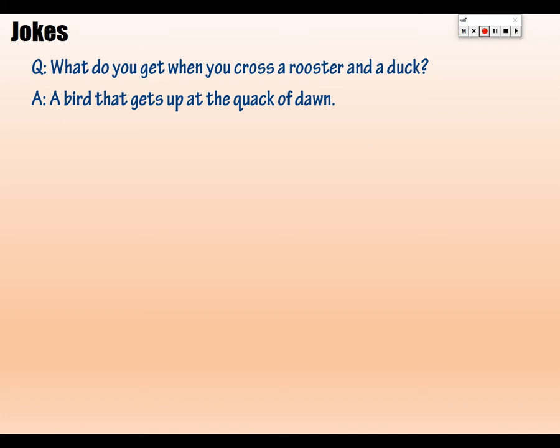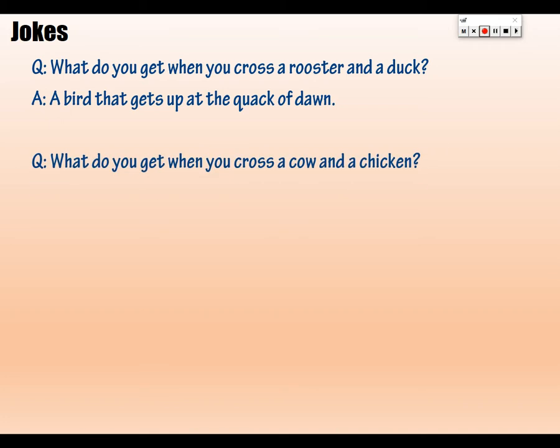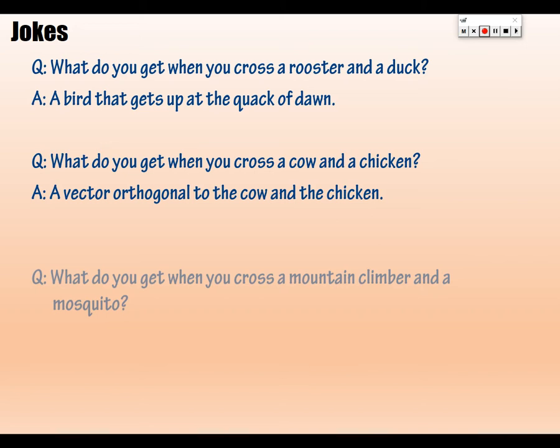What do you get when you cross a cow and a chicken? Ground beef. Wait, no. A vector orthogonal to the cow and the chicken. Right? Come on, this is good stuff.